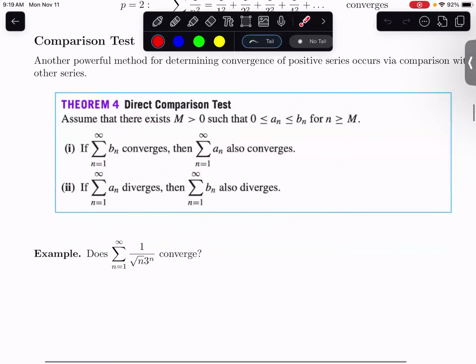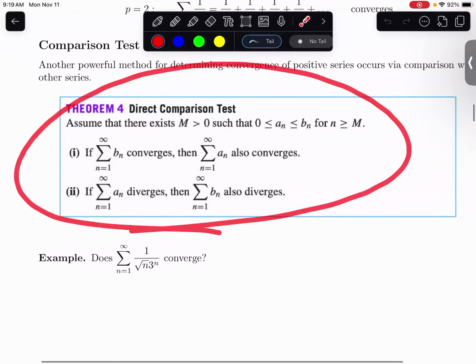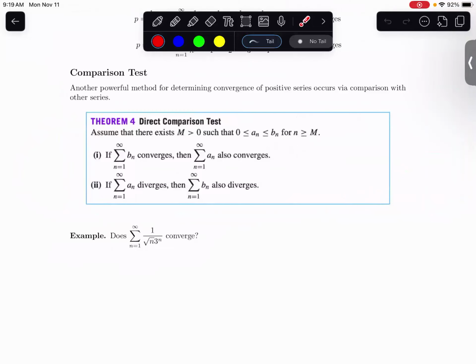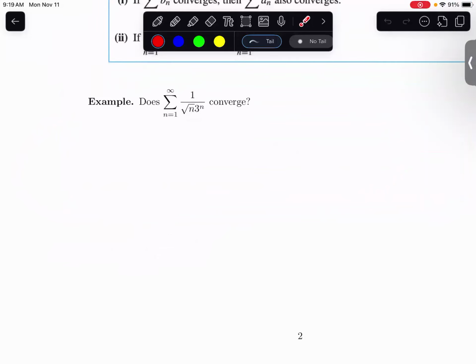And then similarly, if the series of a sub n diverges, then this implies that b sub n has to diverge as well. The way of thinking about this is if the sum of the smaller terms ends up going to infinity, then the sum of the larger terms has to go to infinity as well. So the idea is pretty intuitive. Despite that, I think these problems are actually kind of the less intuitive ways of determining convergence.